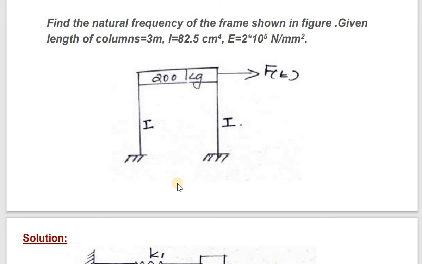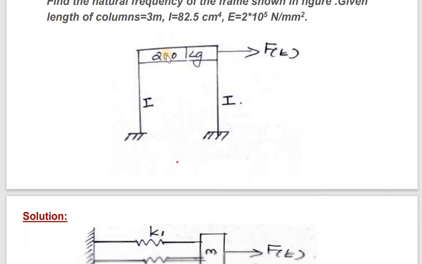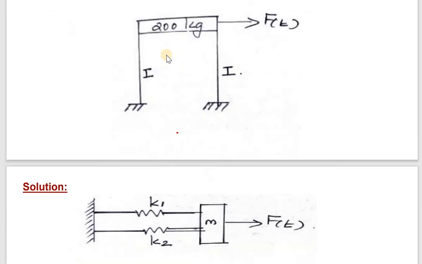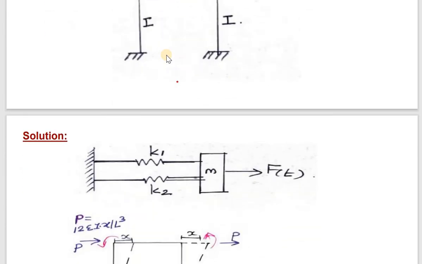The length of this column is 3 meters. The I value is given, and the E value is given. E is the Young's modulus, I is the moment of inertia. Here you can see no damping force is given. Therefore, there are 2 springs, K1 and K2. Here there is no C value, C is equal to 0. I can write it like this.